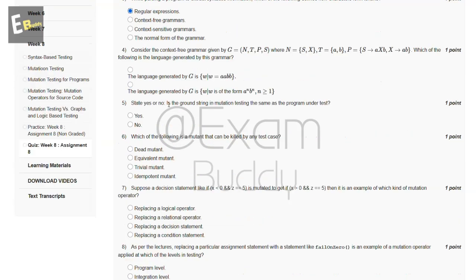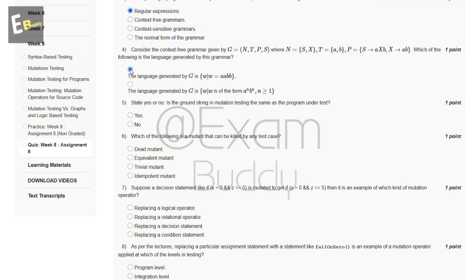Now the fourth question is, consider the context free grammar given by G = (N, T, P, S), where N = {S, X}, T = {a, b}, P = {S → aXb, X → ab}. Which of the following is the language generated by this grammar? So these are the options, and the answer to our fourth question is A.